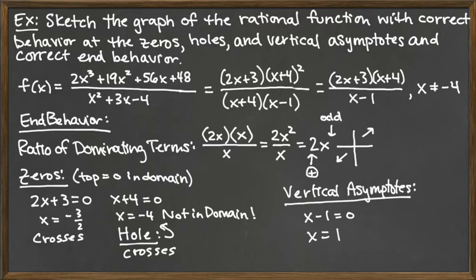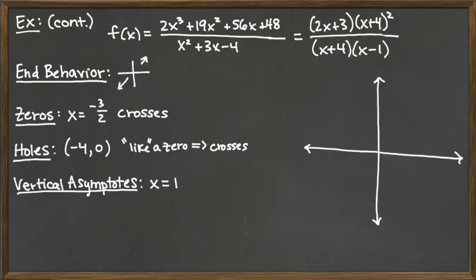Okay, so now we've got all the pieces of information and we want to be able to graph this. So let's move on to the next page here, and I've just put in the information so that we can put it all together in our graph. Zeros: we've got x equals negative 3/2, and we've got a hole at negative 4, 0. So let's mark those two places, negative 3/2 and negative 4. We know there's a hole at negative 4, 0, and we know that there is an actual root at negative 3/2, a 0 there.